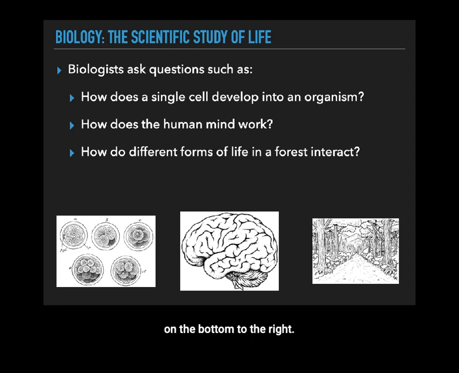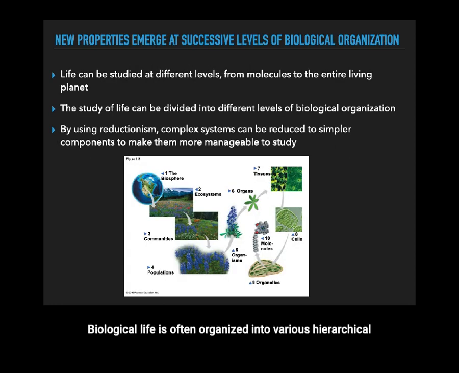In the image on the bottom to the right, how do different forms of life in a forest interact? Biological life is often organized into various hierarchical levels. One way to think about this hierarchy is to consider the scale of study from large to small, or the other way around. The biosphere consists of all life on Earth and all places where life exists. The biosphere is shown as level number 1 in the figure on the bottom of the slide.